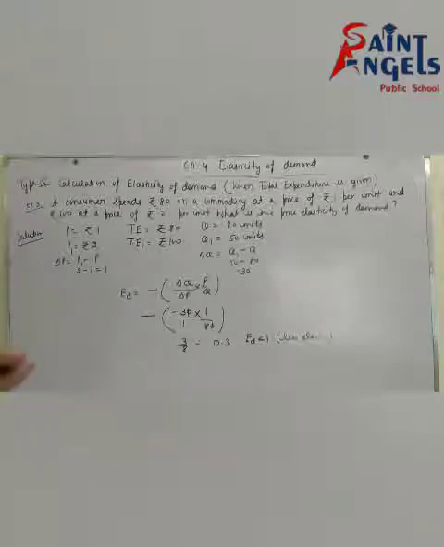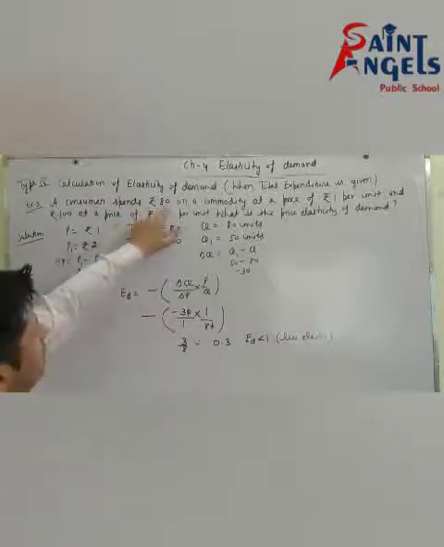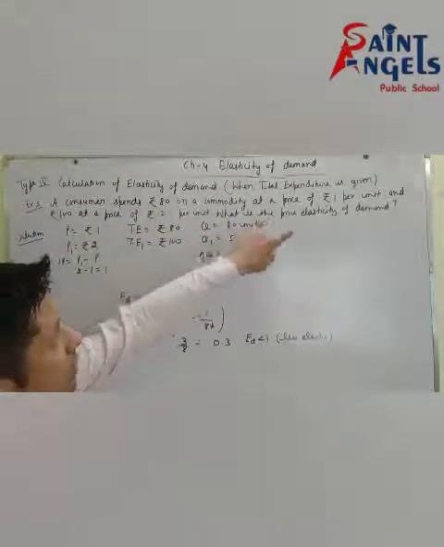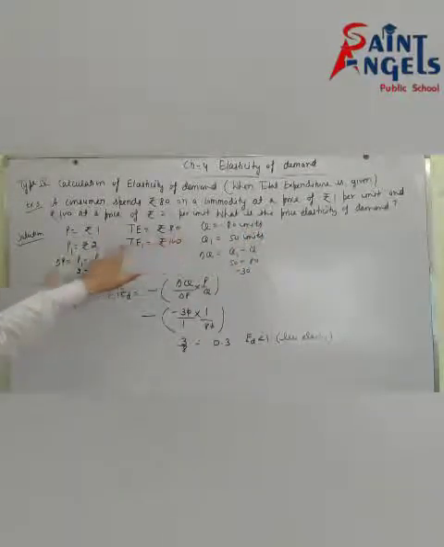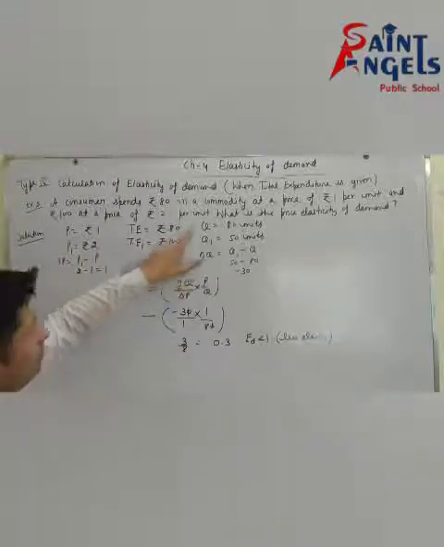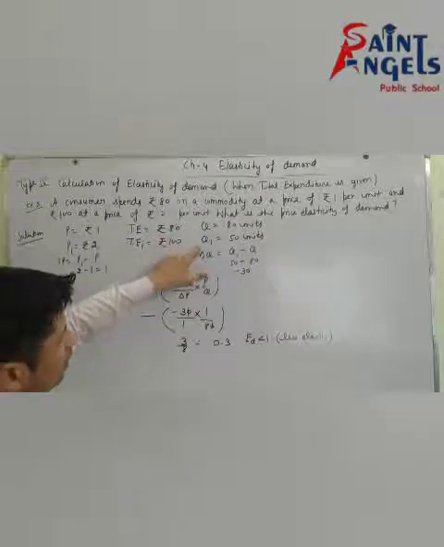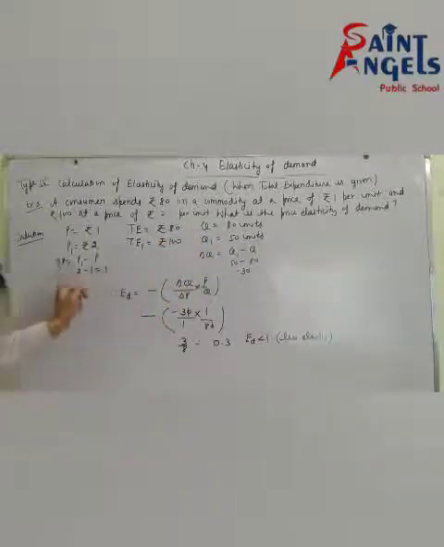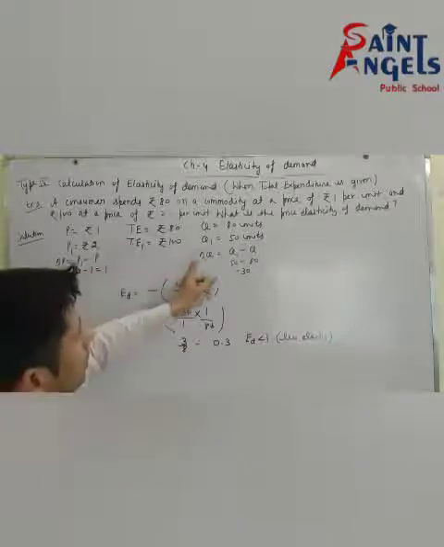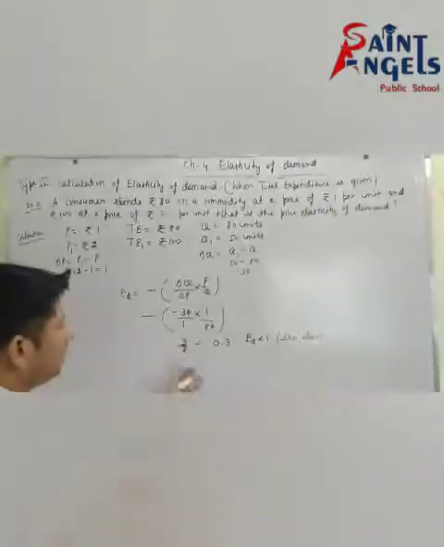So now see, a consumer spends rupee 80 on a commodity at a price of rupee 1. So initial price is 1 and initial expenditure is 80, and new price is 2 and new expenditure is 100. Now you will calculate first of all the initial quantity, then the new quantity, and then you will calculate delta Q and delta P. Then you will use the proportionate method and divide.